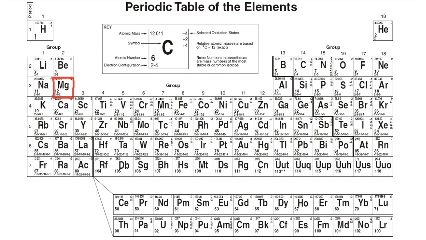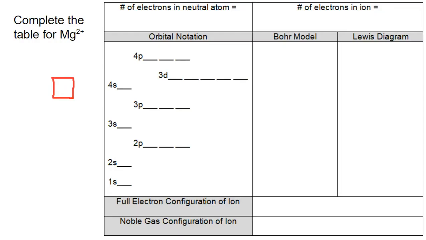Okay, that means that magnesium has 12 protons, and as a neutral atom, it also would have 12 electrons. So in the box here, for the number of electrons in the neutral atom, we would write 12. I'm actually going to go through and complete the orbital notation, the Bohr model, the Lewis diagram, all of this stuff for the neutral atom first, and then we'll make changes to it for the ion.